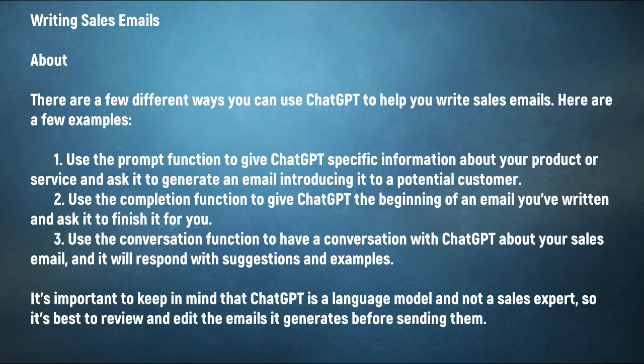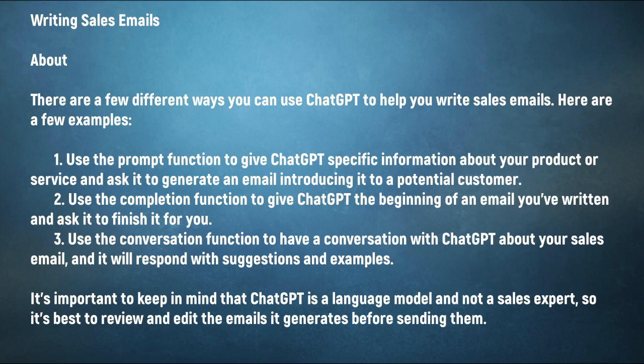Writing sales emails. There are a few different ways you can use ChatGPT to help you write sales emails. Here are a few examples. 1. Use the prompt function to give ChatGPT specific information about your product or service and ask it to generate an email introducing it to a potential customer. 2. Use the completion function to give ChatGPT the beginning of an email you've written and ask it to finish it for you.